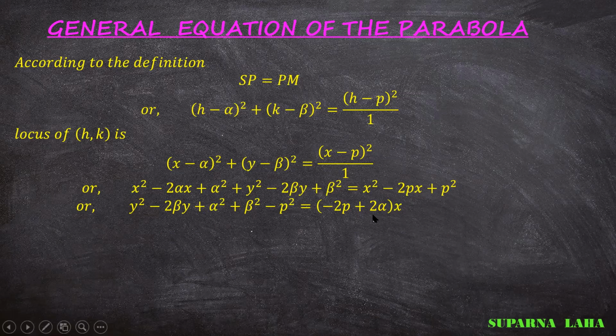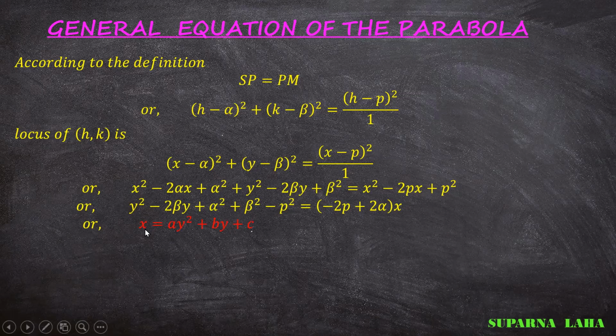Now if I replace these complex coefficients by simple coefficients, we can write x is equal to a y square plus b y plus c. Just divide this equation by the term minus 2p plus 2 alpha. So you can replace the coefficients of y square, y and the constant term by simple values a, b and c.